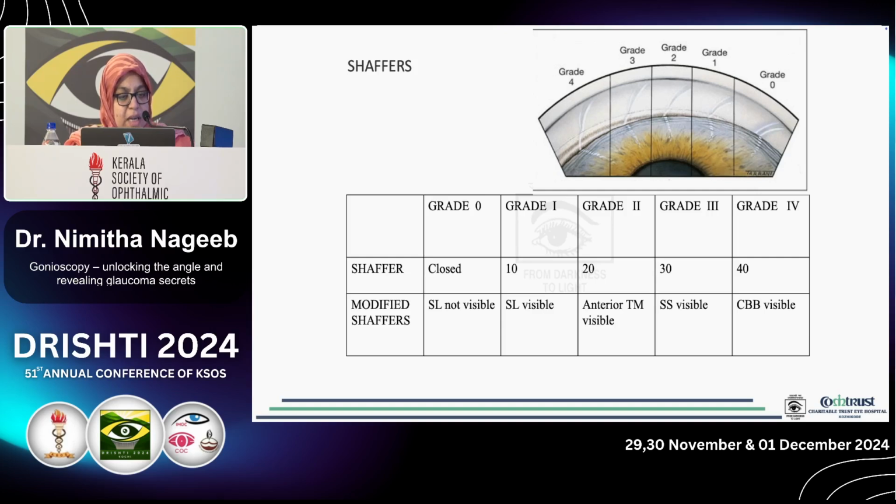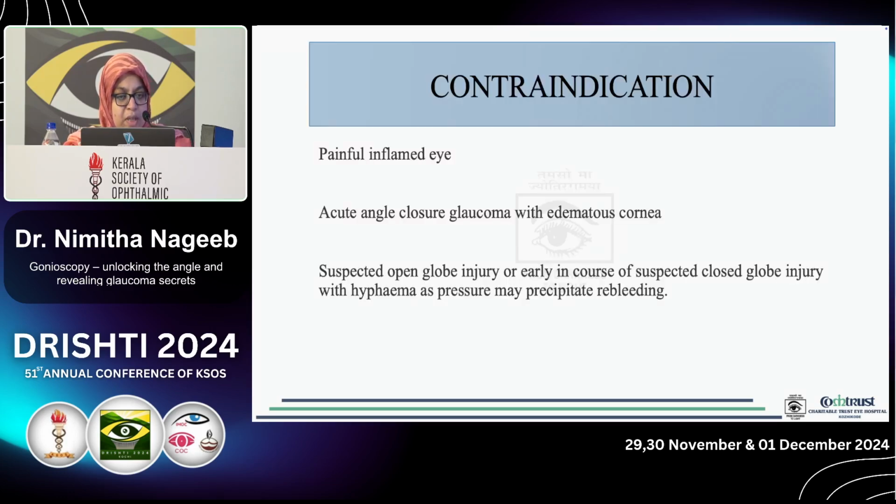We usually use the Schaffer's grading, where grade 0 is closed and grade 4 is open. Gonioscopy is usually contraindicated in a painfully inflamed eye, acute angle closure glaucoma with edematous cornea, or suspected open globe injury. Thank you.